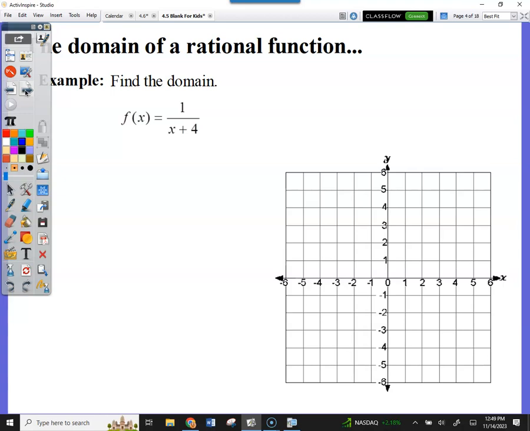Okay, what'd you get? Negative infinity to -4, then -4 to infinity. Very good. So you take the denominator, you set it equal to 0, you solve, and then you say to yourself, okay, so x cannot be -4. Since x cannot be -4, I'm going to represent the entire number line being shaded but skipping over -4.